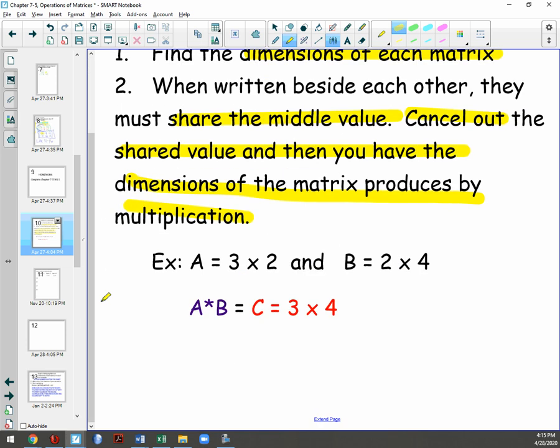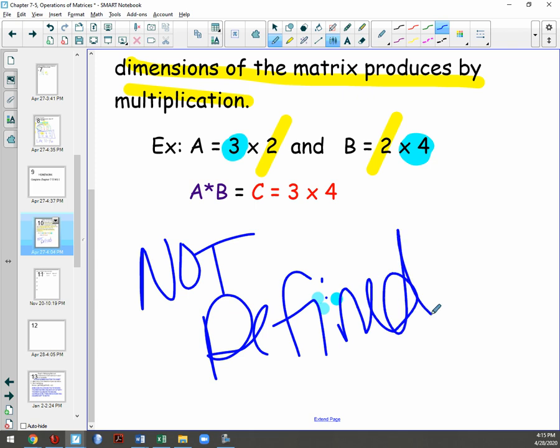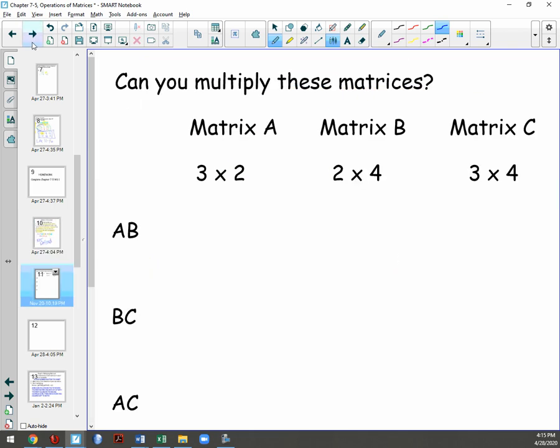Those cancel out, the shared values are gone, and what's left is the dimension of the resulting matrix. An example, 3 by 2 and 2 by 4. The 2s cancel out, and what remains is a 3 by 4. If the middle number is not the same, you cannot multiply the two matrices together, and it is called not defined.